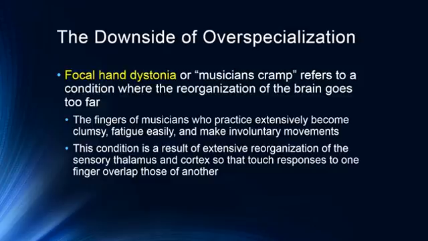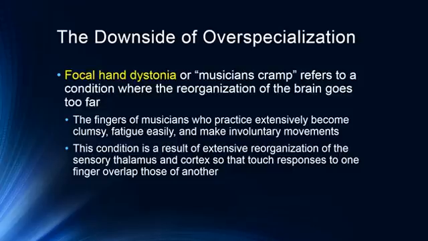Now there can be a downside to this. You can end up with what's called focal hand dystonia, or what's often called musician's cramp. And this refers to a condition where reorganization of the brain goes too far. So this oftentimes affects violin players or string musicians. They become clumsy, fatigue easily, and make involuntary movements.